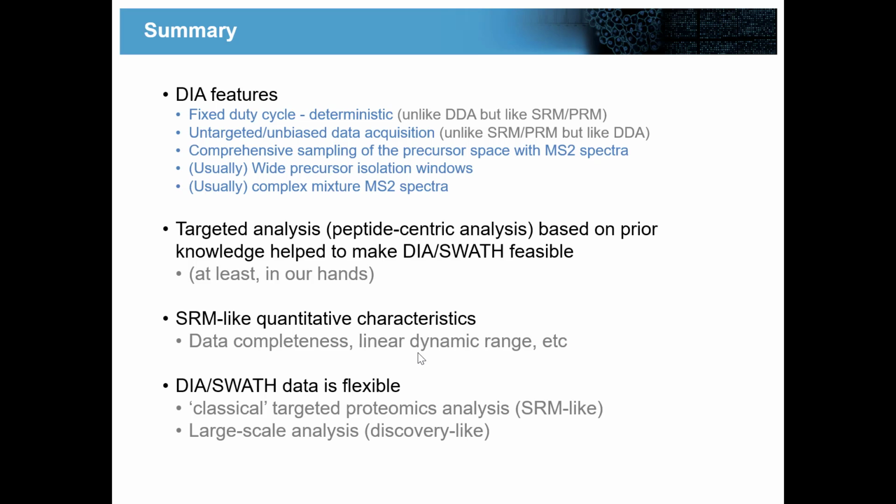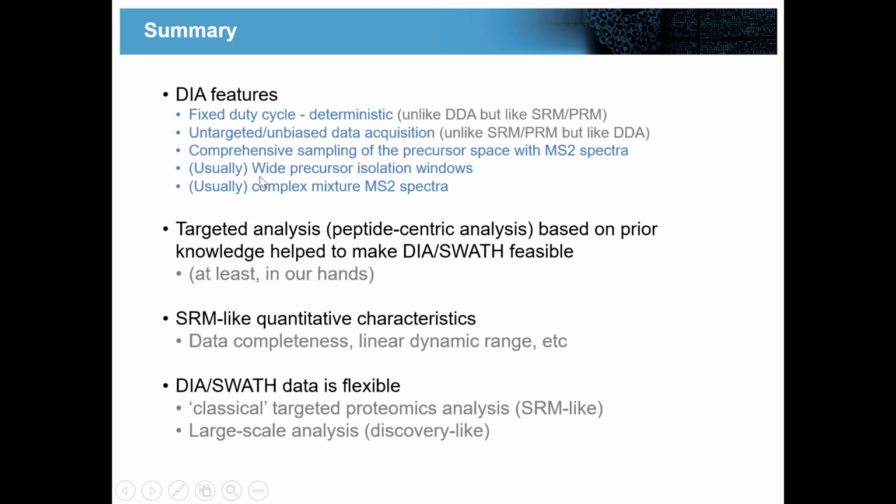So the summary of the DIA part is essentially what I pointed out to you at the start. We have a fixed duty cycle, which is deterministic, and this is unlike DDA, but like SRM or PRM. We have untargeted and unbiased data acquisition, which is unlike SRM, PRM, but kind of like DDA. We have comprehensive sampling of the precursor space, and this is the main thing to really understand in terms of how the instrument is actually being operated.